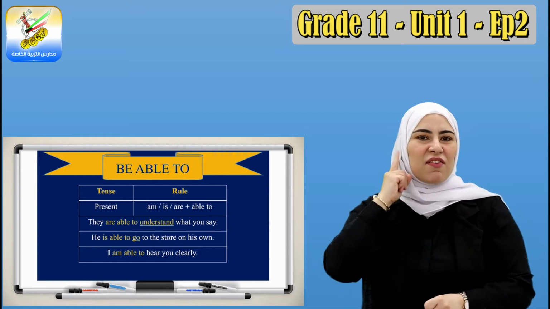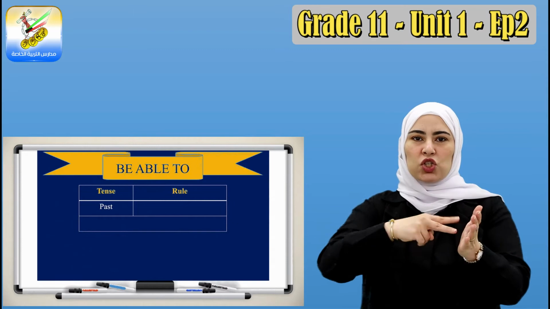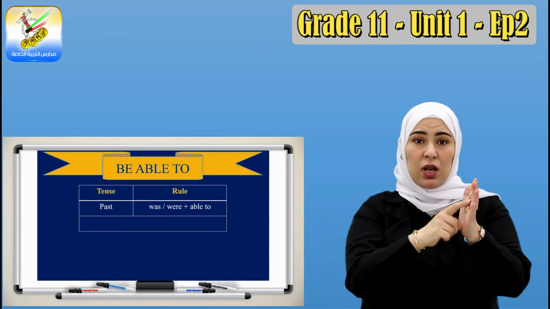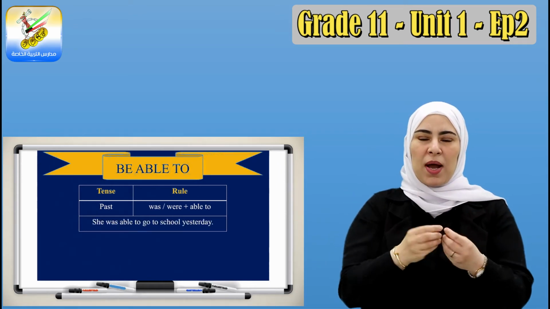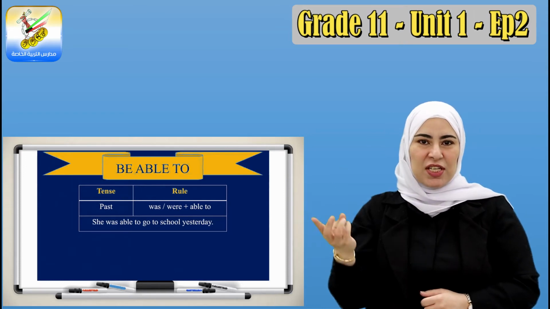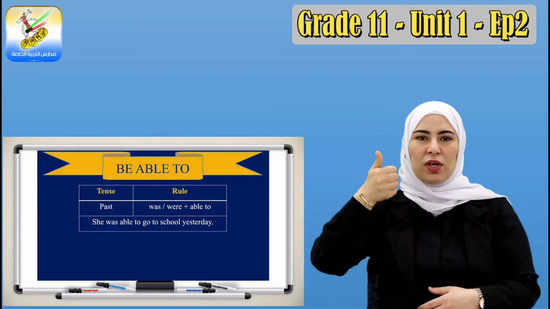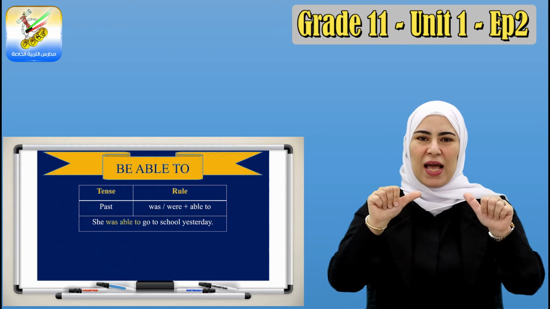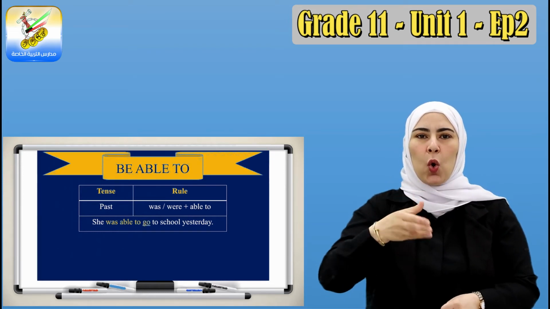We followed the rule. As you can see, am plus able to, and the verb that refers to the ability is hear. How to use be able to in past tense? Look at the rule. Was or were plus able to. Here's an example. She was able to go to school yesterday. Notice that we also followed the rule. Was plus able to, the verb go refers to the ability.